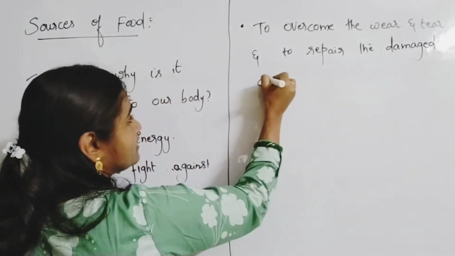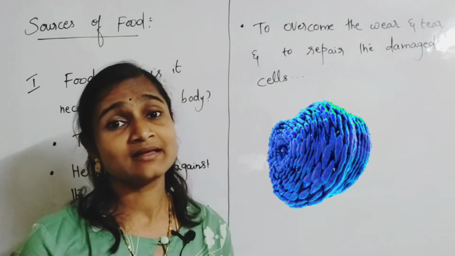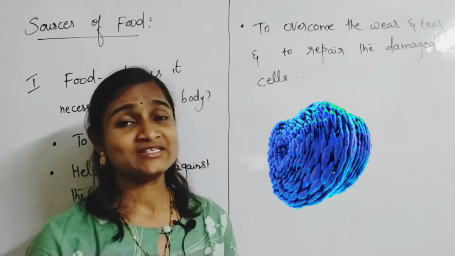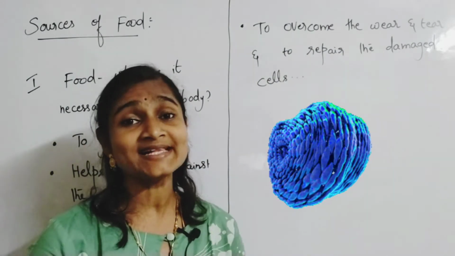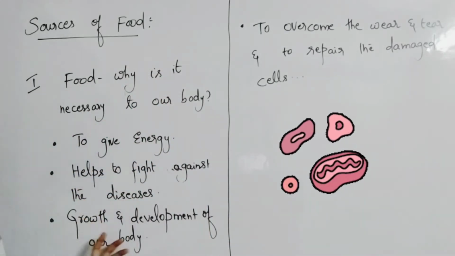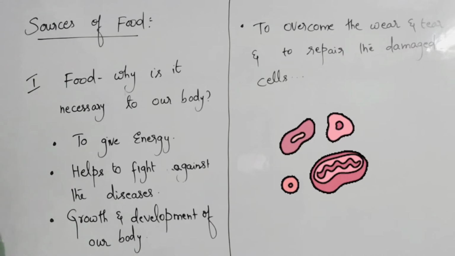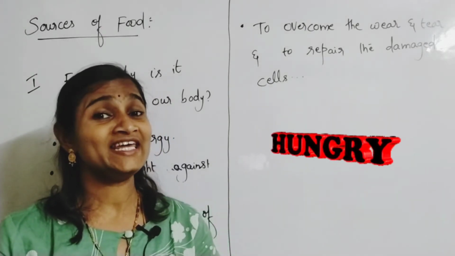In our body, so many cells will be there. Our body is made of what? Cells. The most functional and structural unit of our life is the cell. So to repair the damaged parts or damaged cells which are there in our body, food is very much necessary. So this is the importance of food. Food is very much important in our daily life because of these reasons. So this is why we need to eat food, and we need to overcome our hunger also. That's why we also need to eat healthy food.